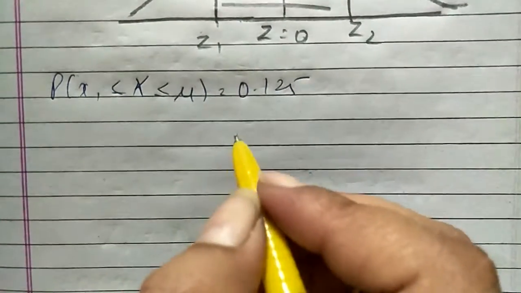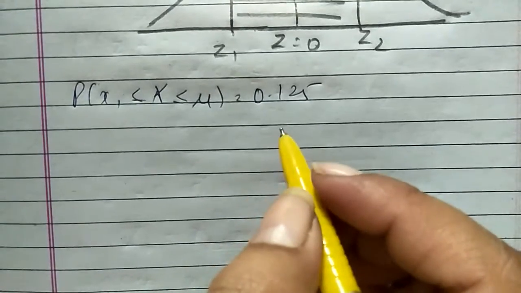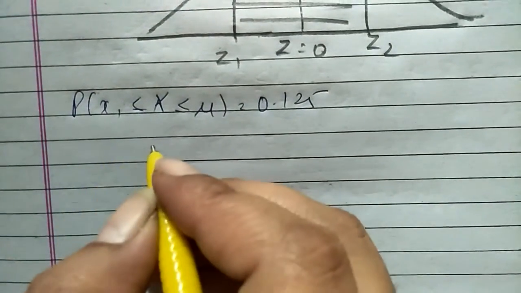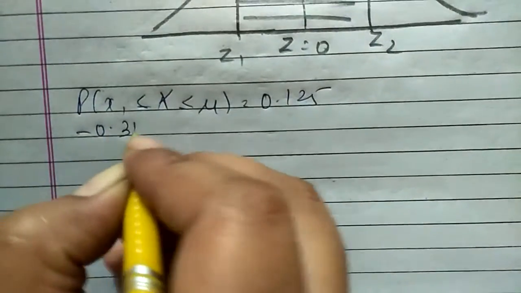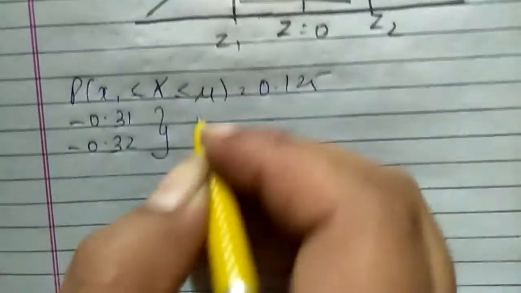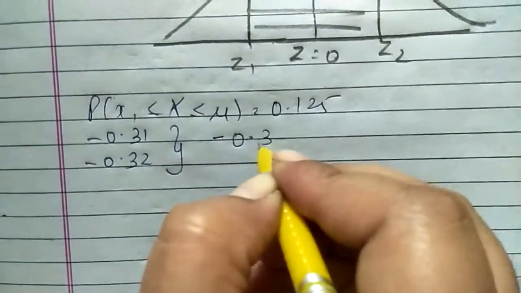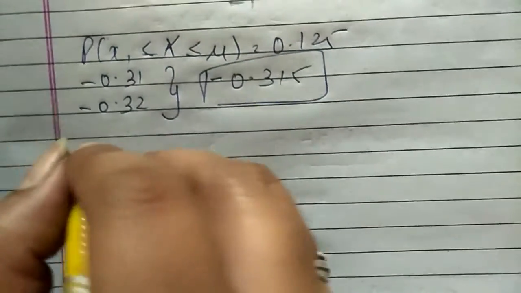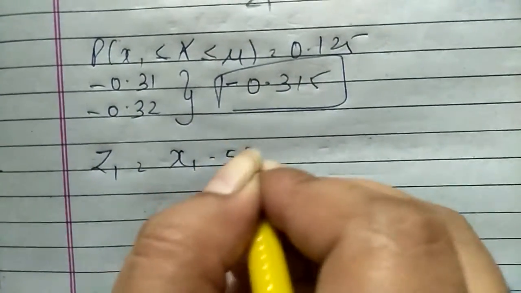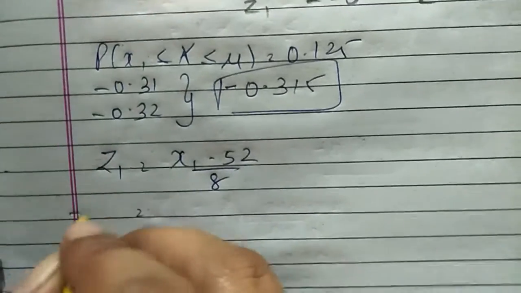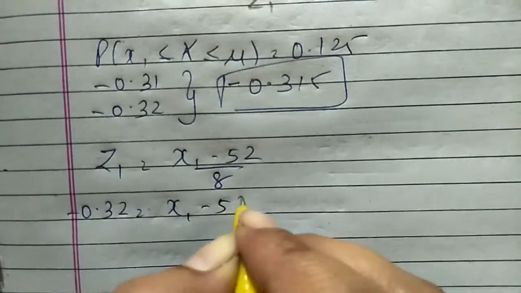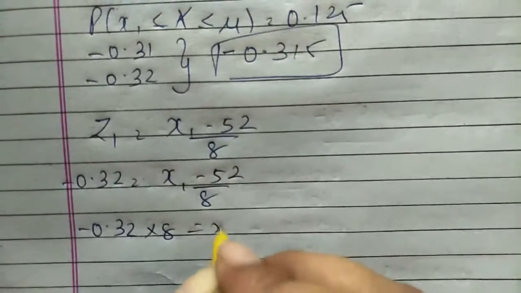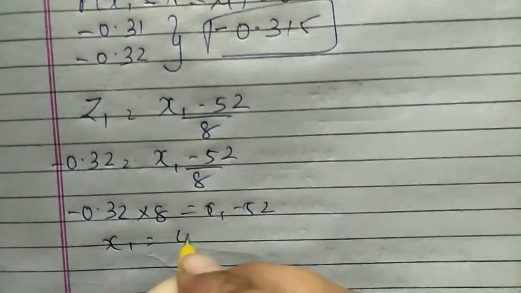So from the table we will find the area for 0.12175 and 0.1255. The area for the same comes to -0.31 and -0.32. Take the average of both these values, the answer comes to -0.315. Okay, so now z1 value we will find: (x1 minus 52) upon 8, that is -0.32. So -0.32 into 8 is equal to x1 minus 52. So x1 is equal to 49.44.